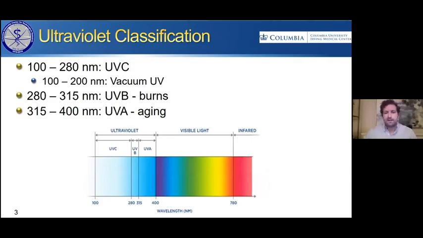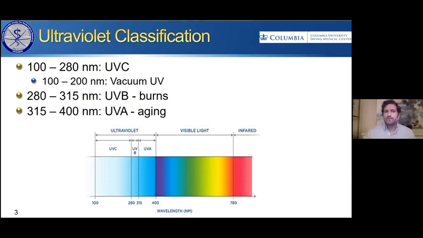So to dive deeper into ultraviolet radiation, it's divided into a few different regions, depending on the wavelength. Starting with the highest energy, the lowest wavelength, from 100 nanometers to 280 nanometers is what we call UVC. Now, a subset of UVC is called vacuum UV, and that's from 100 to 200 nanometers. And that's called vacuum UV because the gases around us that we breathe, oxygen, nitrogen, are very absorbing to these wavelengths. So these wavelengths can't transmit through air very easily.